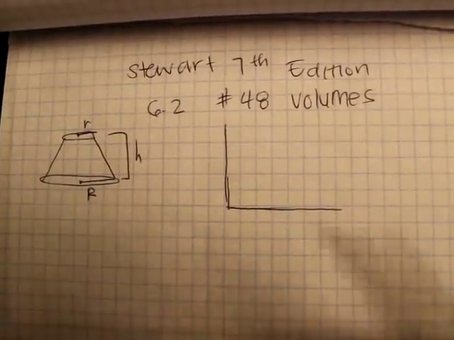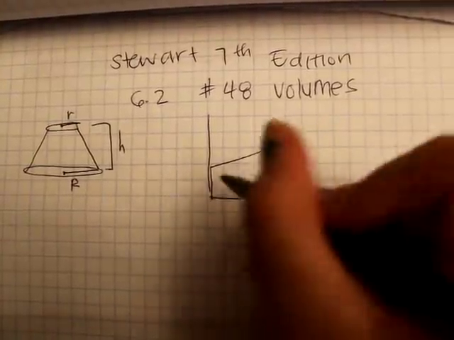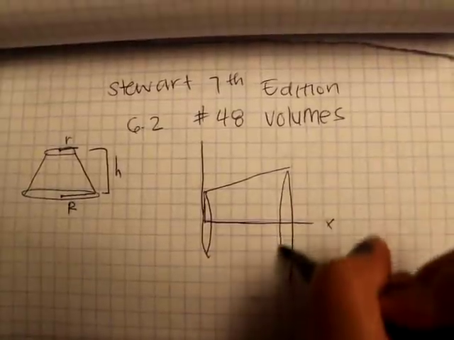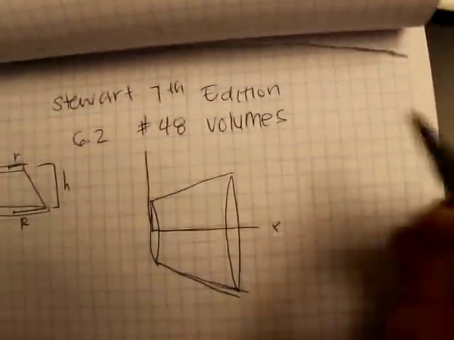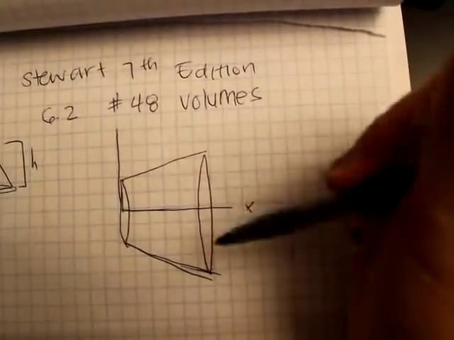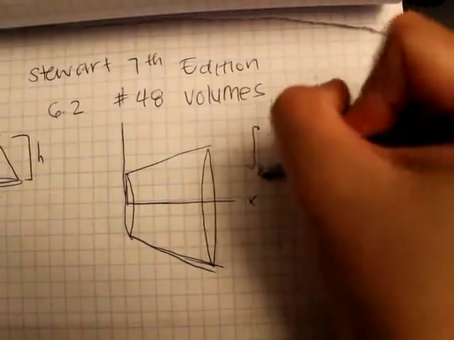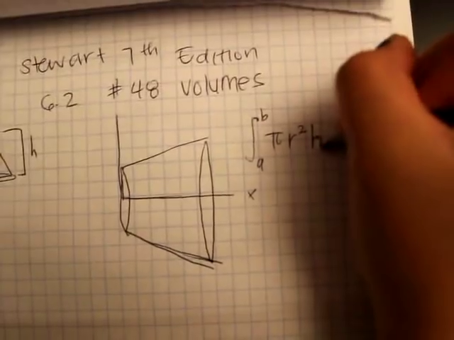If we look at the solid, we can look at it another way, like a line that is being rotated around the x-axis, and that will give us the same shape. So now we're looking at this line that's being rotated. We know that we can find its volume by taking the integral from a to b of pi r squared times h.